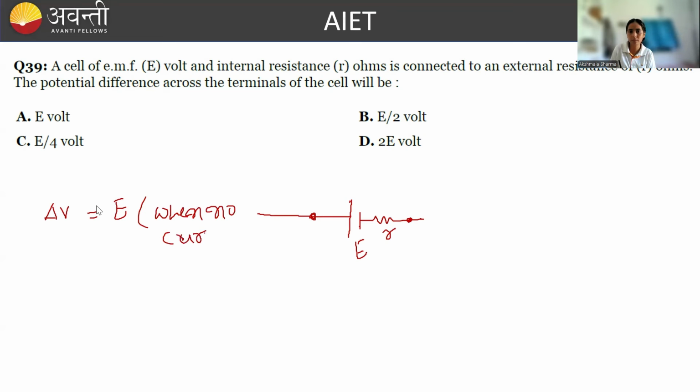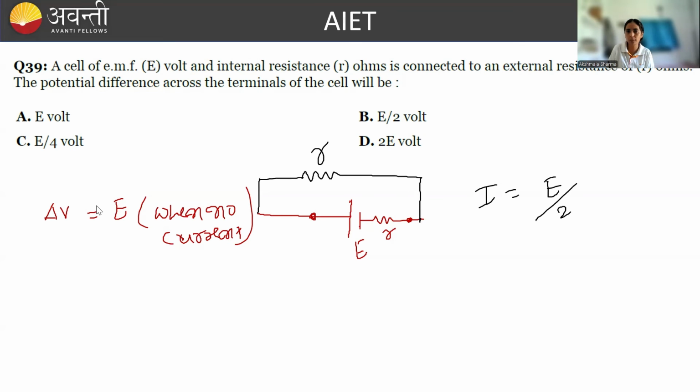When no current flows, then it will be equal to EMF. But if current is flowing in the circuit, as is given in this case, it is connected to small r. So the circuit is complete. It means current will flow. Current will be equal to E by 2R.